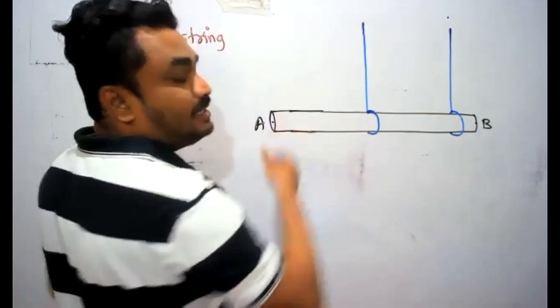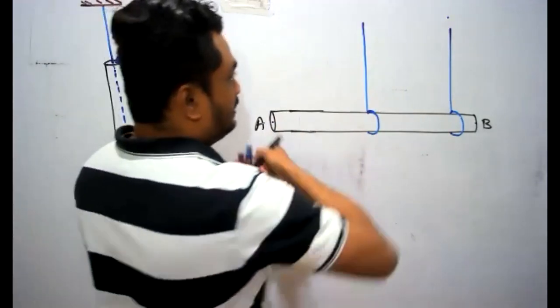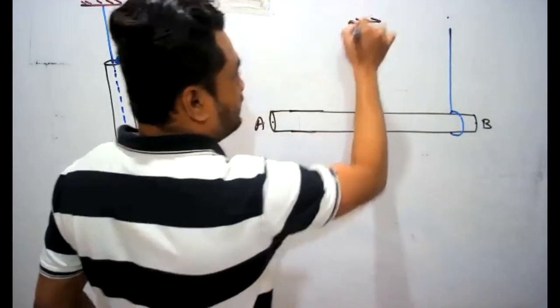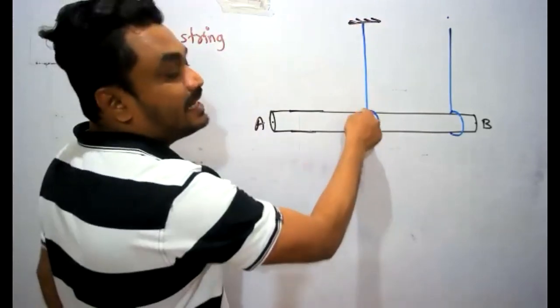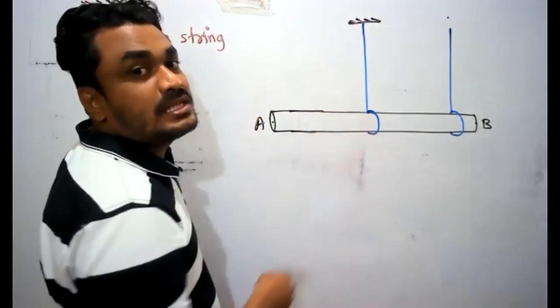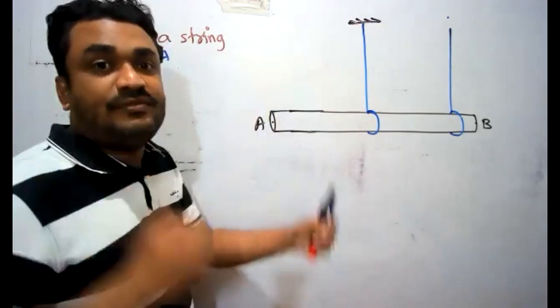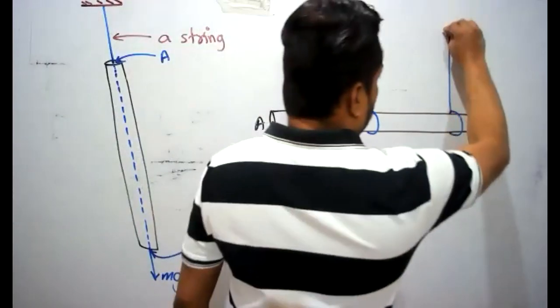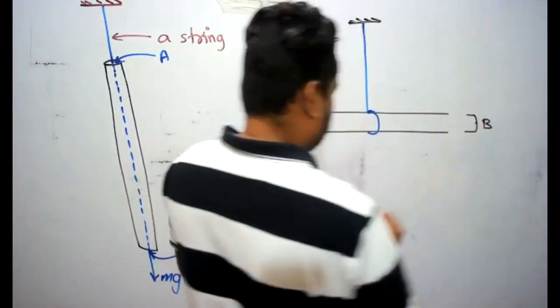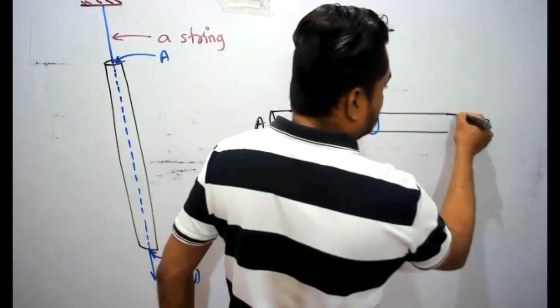I can't see the other end because the other end is covered by the rod. Can you understand here? The string and rod are loosely connected. It's not tightly fixed. Right? Draw this figure here.